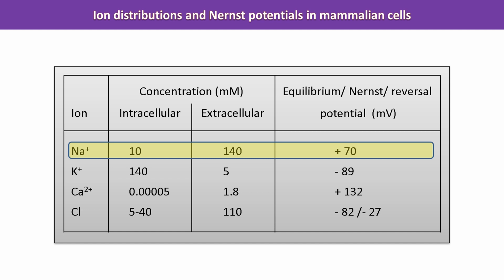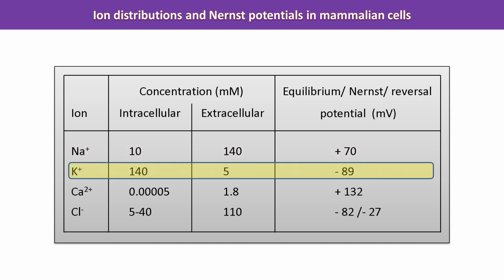In contrast, the potassium ion concentration is high inside the cell and low outside, giving an equilibrium potential of nearly minus 90 millivolts. As a consequence, unless the membrane potential is more negative than minus 90 millivolts, potassium ions will always move out of the cell when a potassium permeable channel opens.